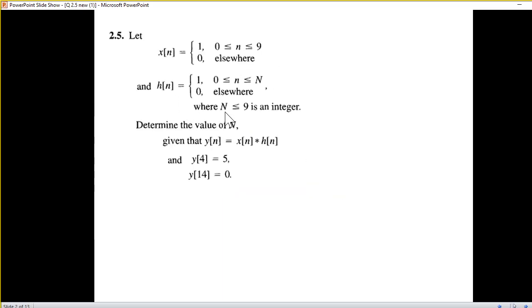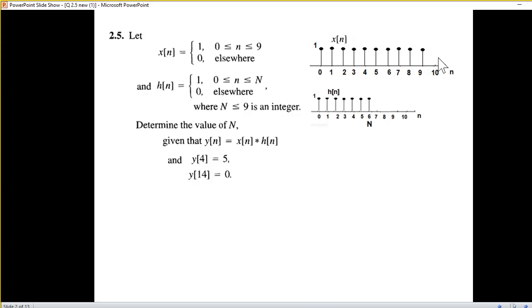x[n] is given and the impulse response h[n] is also given. And we have to find the value of N. Now note that this N is unknown, so we have to actually find this value. This is the relation given, the convolution relation, and two conditions are given: y[4] is 5 and y[14] is 0. We have to use these two conditions to find the answer.